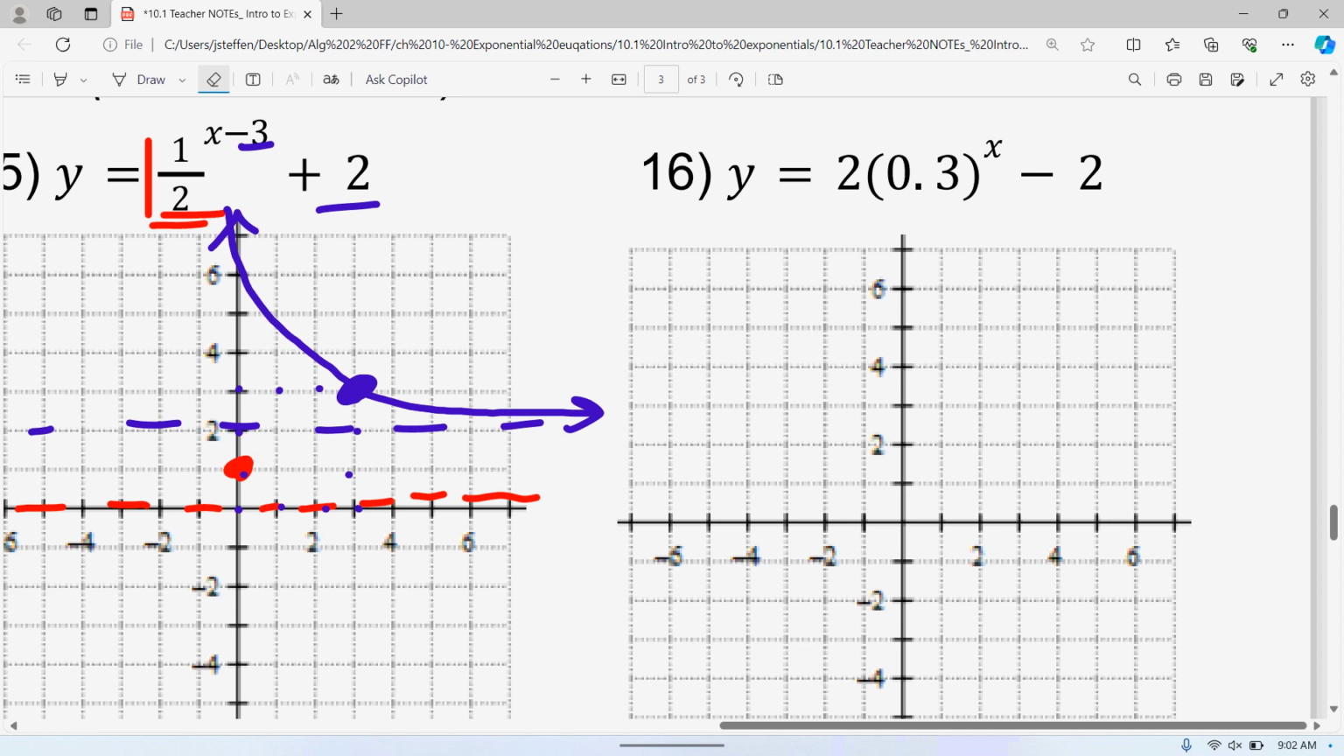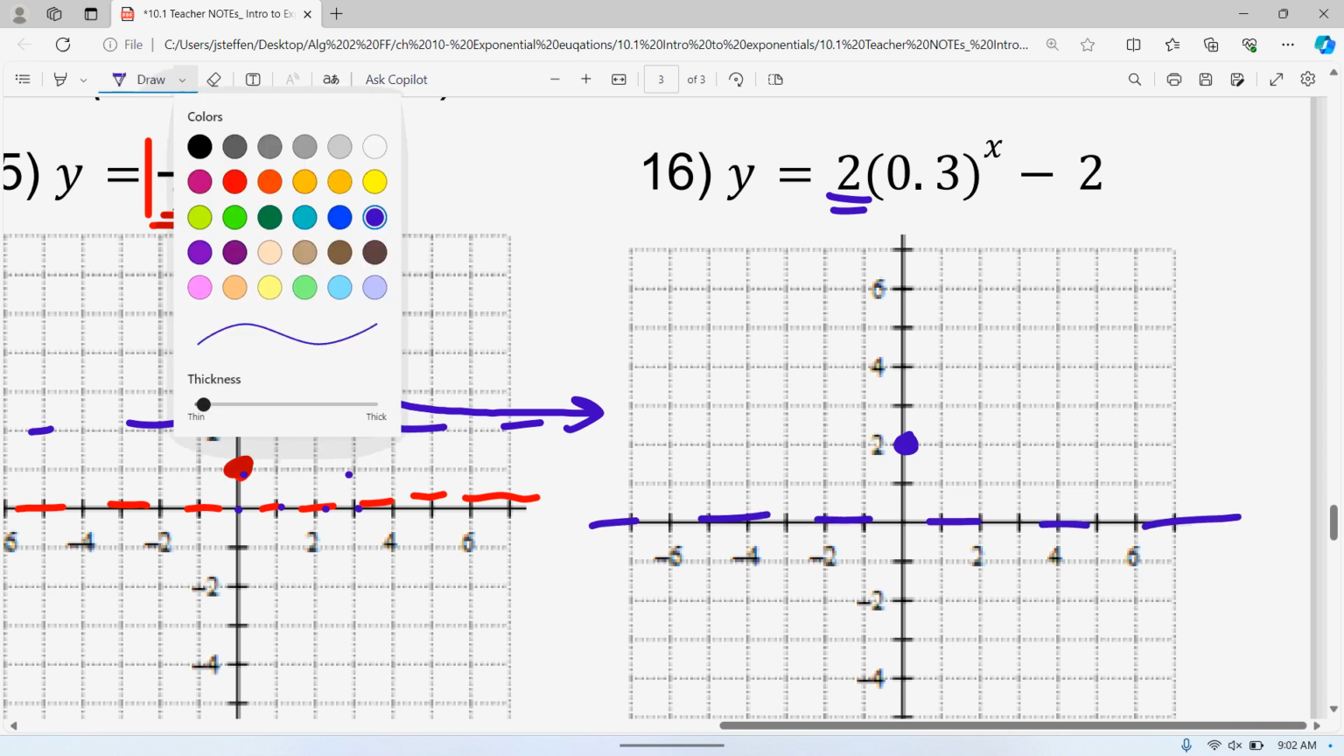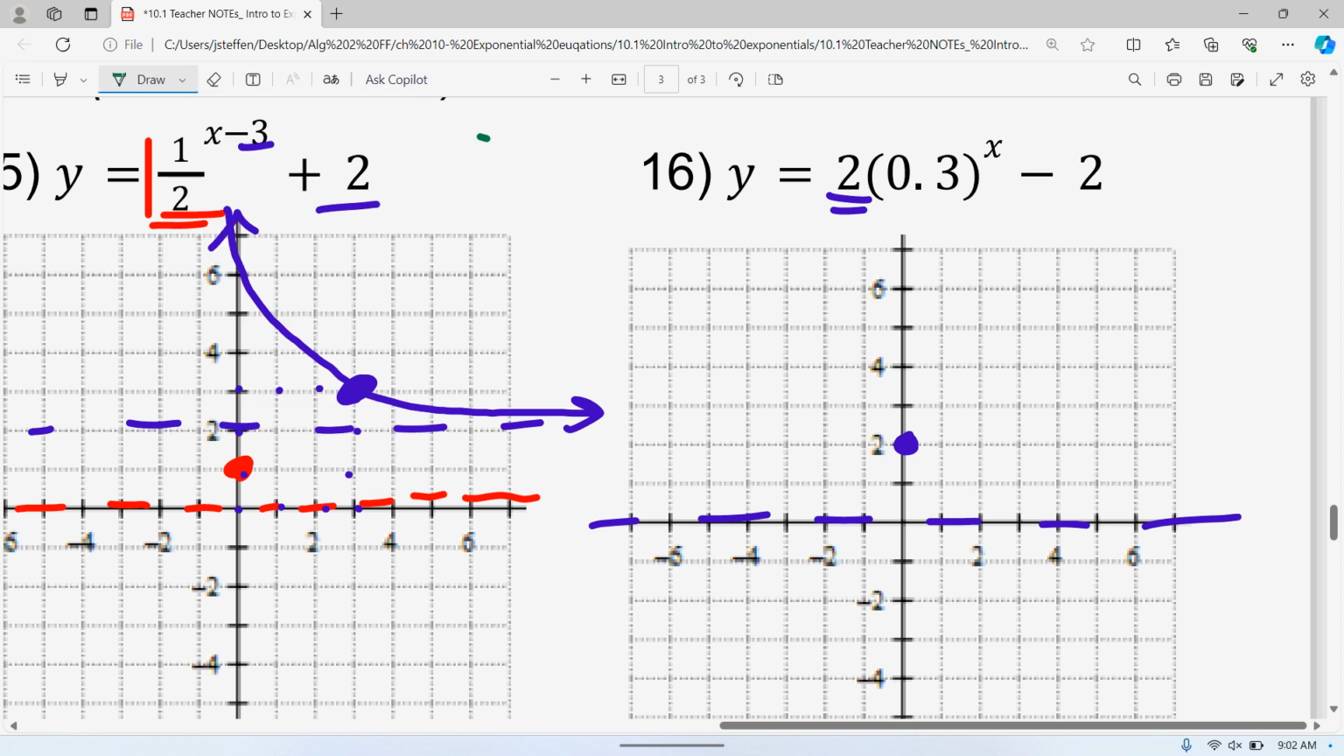And last but not least, number 16. Again, we start off, my y-intercept is at 2. My asymptote is at 0. This one, you don't go left or right any, but we go down 2. So everything goes down 2. That's my new point. Go down 1, 2 to my asymptote.